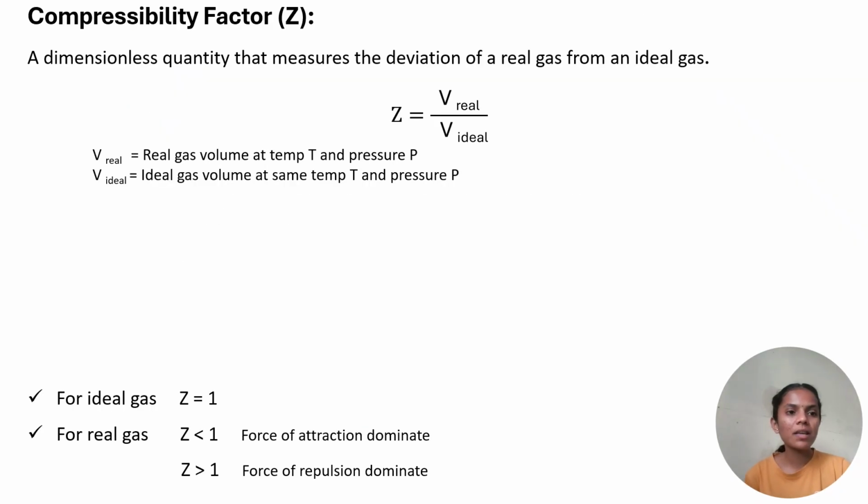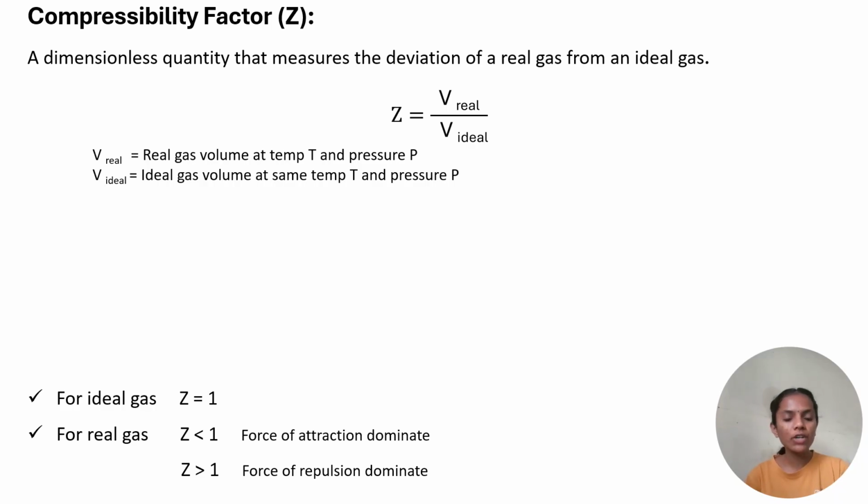Now we will discuss the compressibility factor, which is denoted by Z. It is a dimensionless quantity that measures the deviation of a real gas from an ideal gas. The formula for compressibility factor is Z equal to volume of real gas divided by volume of ideal gas at temperature T and pressure P.